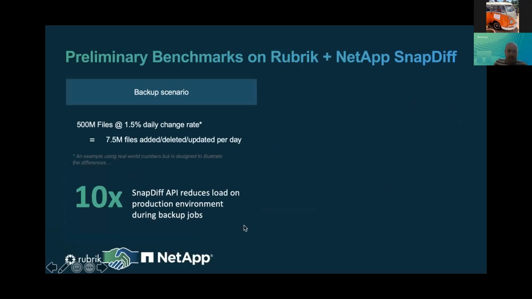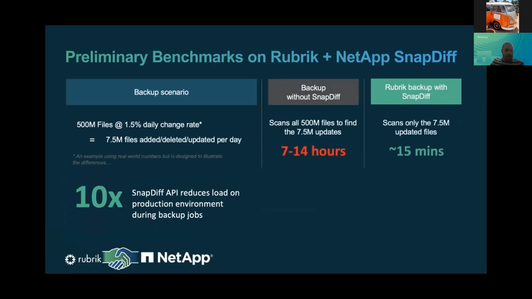So as I anecdotally mentioned about a healthcare customer that had problems that a lot of our customers have, especially running ONTAP systems where they have very dense environments, I did want to highlight an actual use case that we had. We had a customer that had 500 million files, a conservative 1.5% daily change rate. So roughly 7.5 million files added, deleted, updated, changed, whatever, every single day. So without using Rubrik, without using SnapDiff, they had to scan 500 million files to find 7.5 million files that were updated. That took 7 to 14 hours, right?